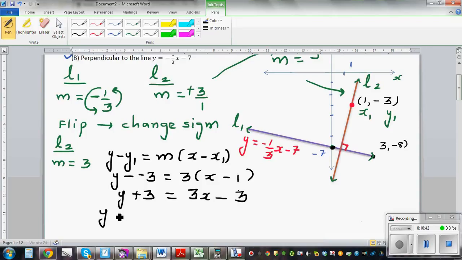So now I'm going to take away 3 from both sides: 3x take away 3, take away 3. So the final equation of this line is y is equal to, so this and this get cancelled, 3x minus 6.